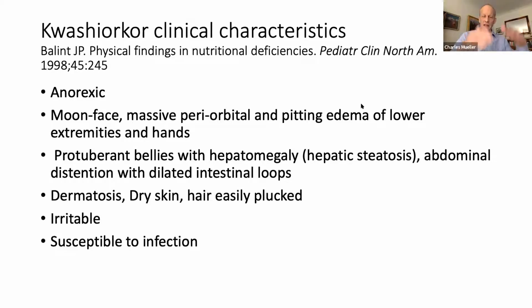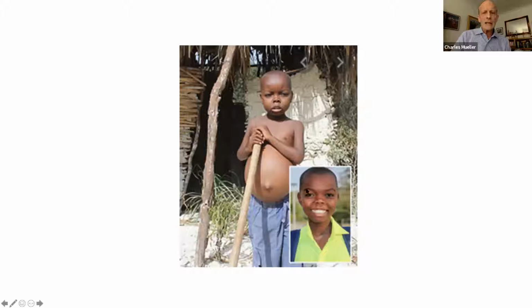These people, and this is a legitimate description of Kwashiorkor, they're anorexic. They do not have an appetite. They're moon-faced. They have anasarca, usually, edema all over the body. They have hepatomegaly, hepatic steatosis, really, we understand now. Big bellies, perhaps ascites. They're irritable, and of course, they're susceptible to infection. They look like this. Here's the same child, renourished and treated, which I'll talk about in a minute. And you can see he has that moon-shaped face. He has the protuberant belly, and you can't probably see the edema in his arm.